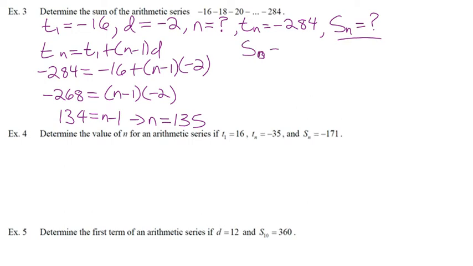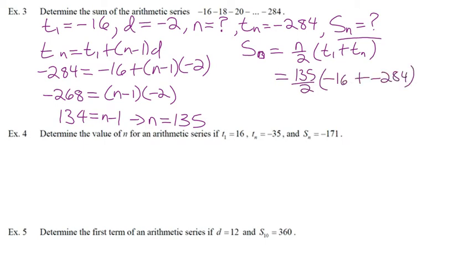I can work out S sub n. Which formula am I using? Second one, right? Because we don't know d. Sorry, we do know d. Yeah, we know t sub n. It doesn't matter, right? Because now the only thing we don't know is S sub n, so the first formula works here, right? n over 2, t1 plus tn. Okay, 135 over 2. And t1 is negative 16 plus negative 284.